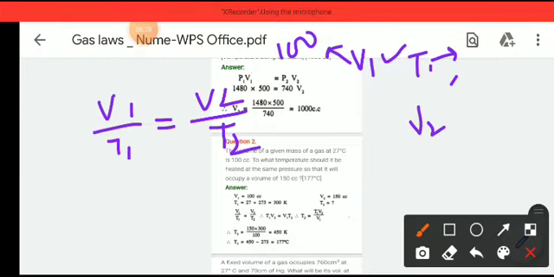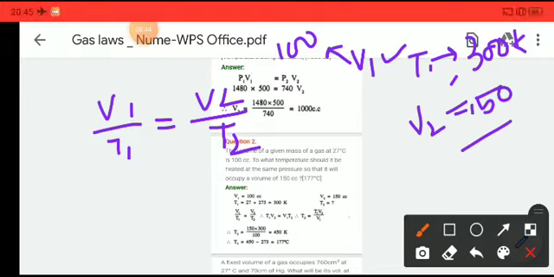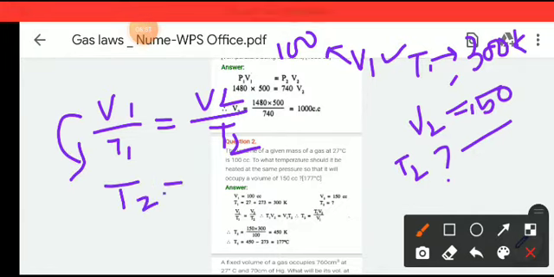We need to convert it into absolute temperature, that is in the Kelvin scale, that is 27 plus 273, that means 300 Kelvin. And V2, that is the final volume, will be 150 cc. So we have V1, V2 and T1, and we need to find T2. So now we have to derive the equation accordingly to get the value of T2.